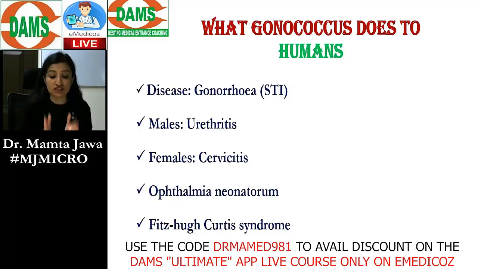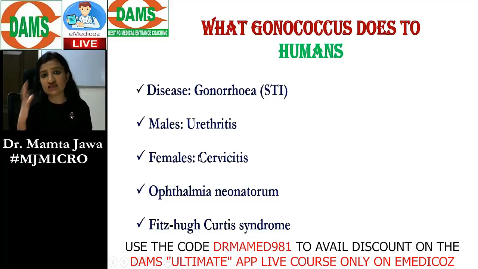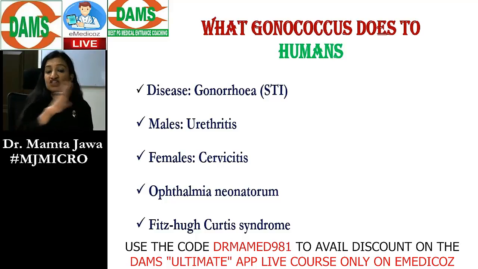So what it does to humans, it causes a sexually transmitted infection, an STI called gonorrhea. In males, it causes urethritis, which is characterized by urethral discharge, which was the case with the patient in this clinical vignette. Males are usually symptomatic. In females, it causes endocervicitis, but females are usually asymptomatic and they serve as reservoirs of infection. Remember, vaginitis does not occur because stratified squamous epithelium, which lines the vagina, is resistant to infection by gonococci. So this is very, very important.